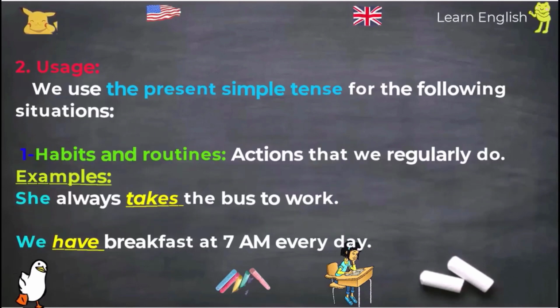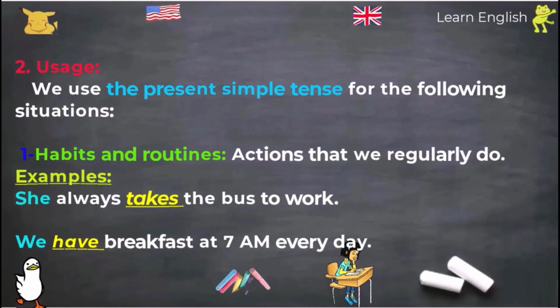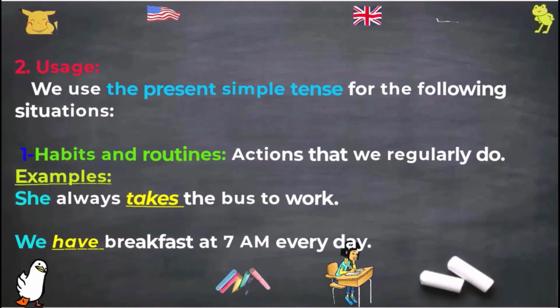Usage. We use the present simple tense for the following situations: habits and routines. Actions that we regularly do. Examples. She always takes the bus to work. We have breakfast at 7 o'clock every day.